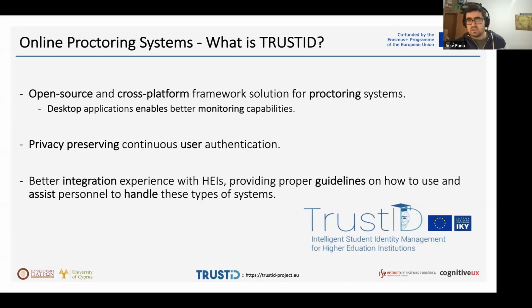So TRUSTID is a project that proposes the development of an open source and cross-platform framework solution for proctoring systems. So the idea here is developing a full server client architecture where we can enable the continuous monitoring of students and provide a very seamless experience for proctors to be able to monitor an exam without any problems.